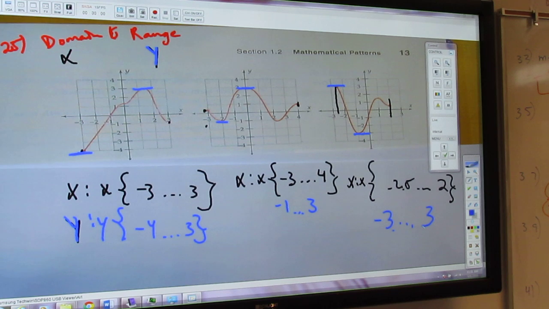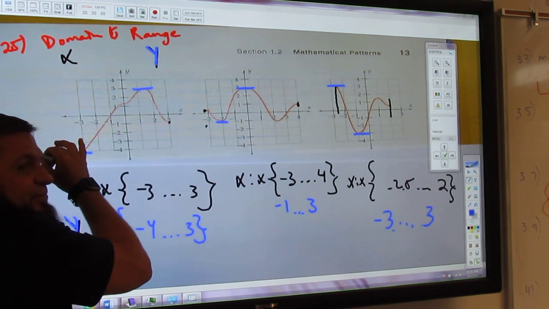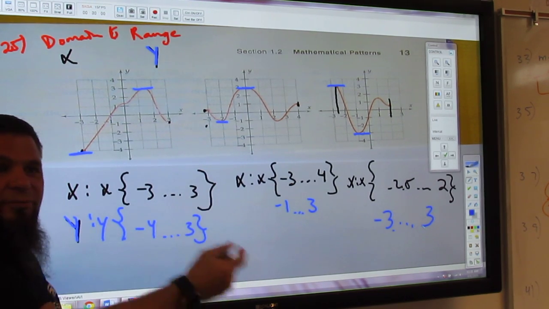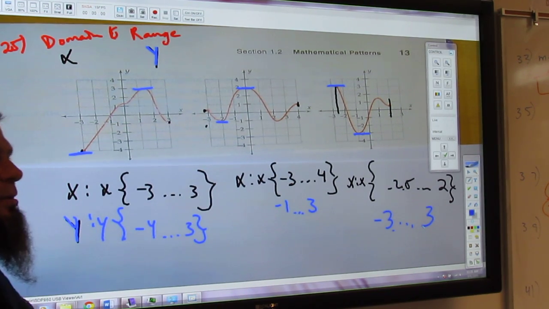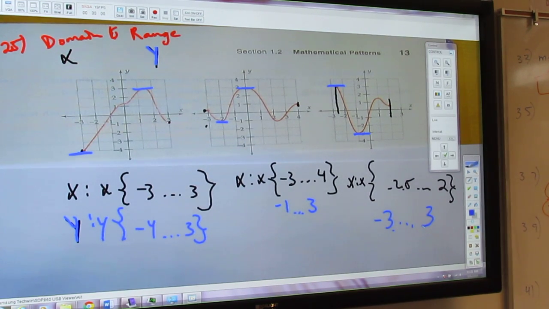We just have to know low, high, left, right. The furthest left, the furthest right. The one that's the most high, the most low. That's domain and range. What comes first in the alphabet? D. What comes first in the alphabet? X. Domain and X are the same.